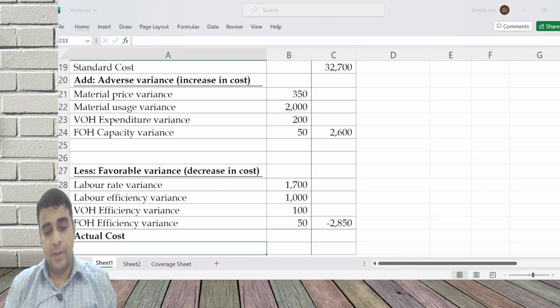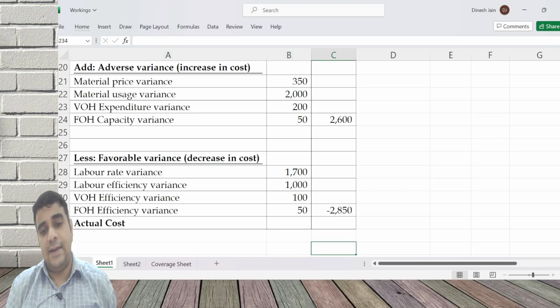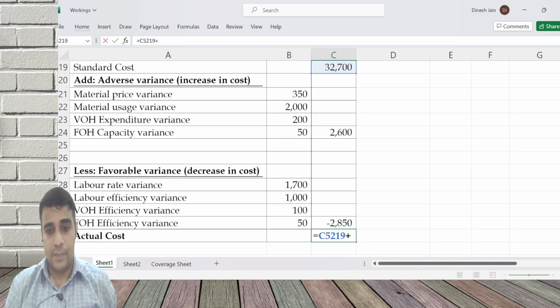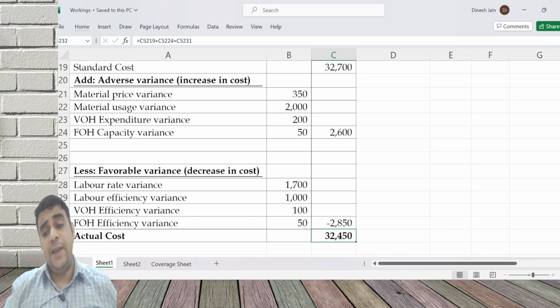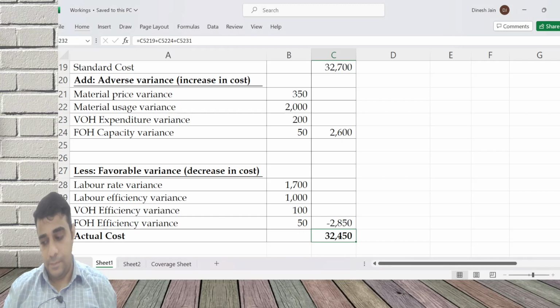You should get 32,700 plus 2,600 minus 2,850, 32,450. If we get this, we have done the problem correctly. If it reconciles, that is 32,450, it means all variances have been computed correctly. Complete this, I'll explain the utility of this. Why are we doing this item?